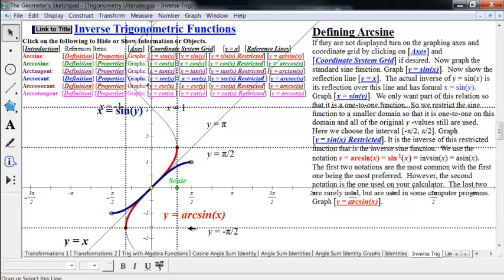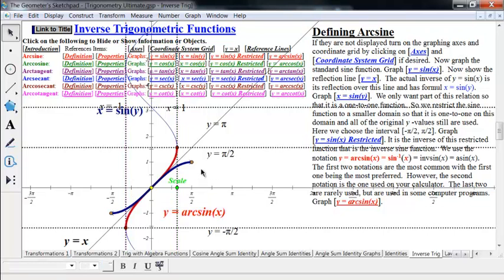This one down here, this is when y is negative pi over 2. Of course, you got y equals 0 here, right in the middle. This is y equals pi over 2, and there's another reference line we might need later for y equals pi. Okay, and then horizontally, this is at 1, and this is at negative 1.